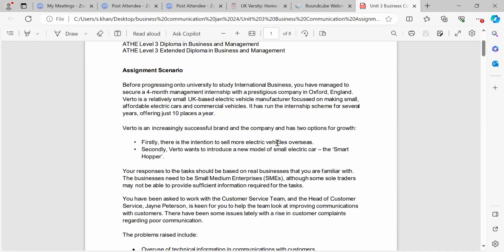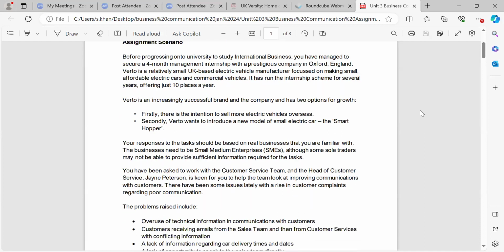Verto is an increasingly successful brand, and the company has 2 options for growth. Firstly, there is intention to sell more electric vehicle cars overseas. Secondly, Verto wants to introduce a new model of small electric car, the Smart Hopper. Your responses to the task should be based on real businesses that you are familiar with. The businesses need to be small and medium enterprises, SMEs.